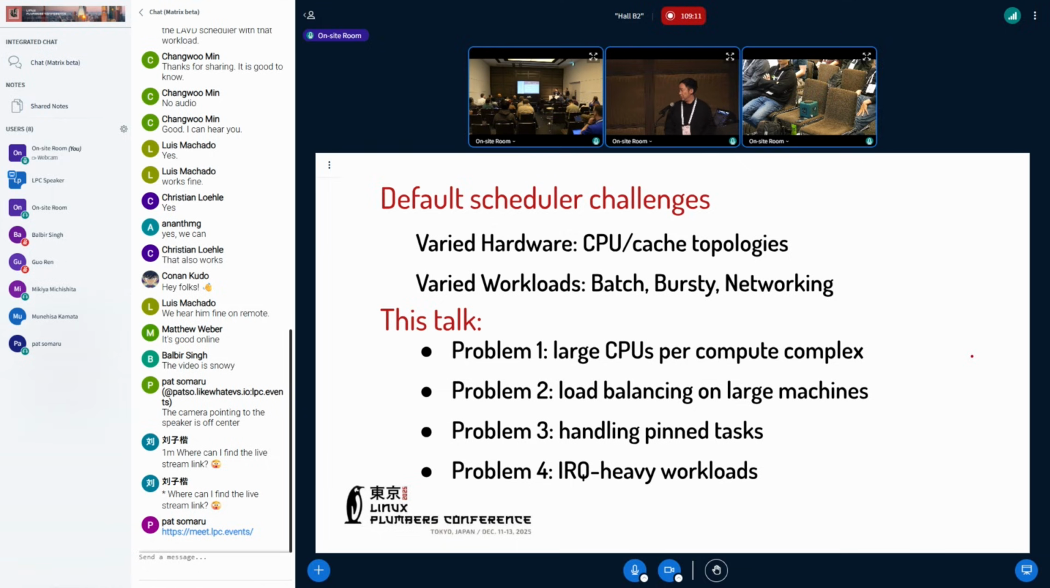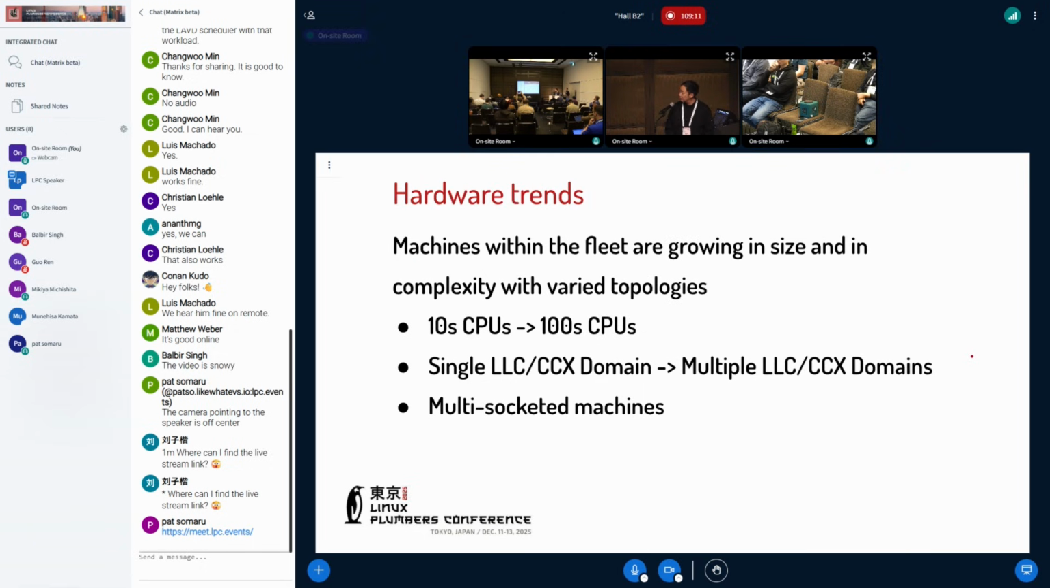One of the issues with running the scheduler everywhere is that we're going to be running into many different types of hardware, but also very different types of workloads such as batched, bursty, or networking. So we'll go through some of the problems. The trend that we're seeing in the fleet is that the machines are getting bigger. They have more CPUs, they have larger CCX domains, LLC domains, and we have to support many different types of topologies.